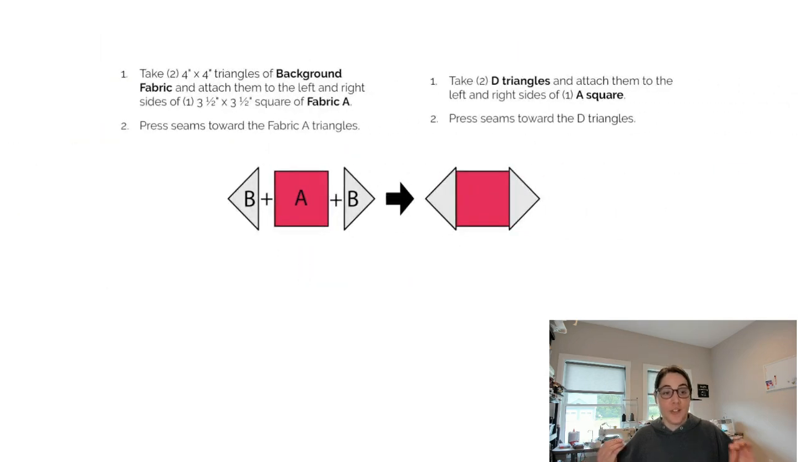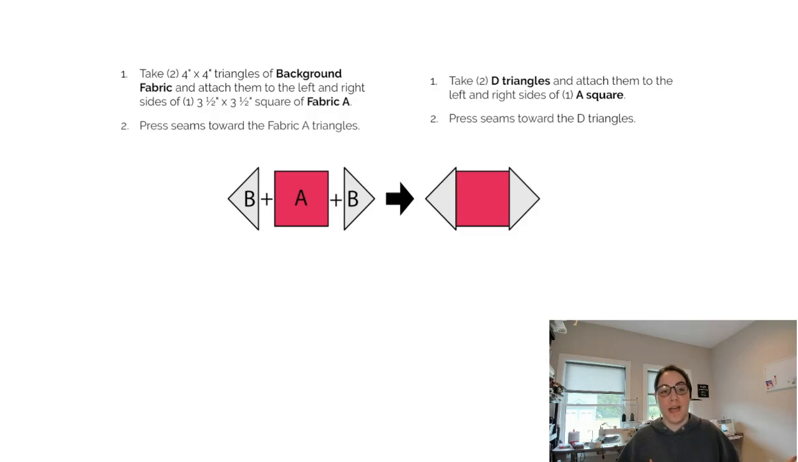Okay? So if you're doing it the traditional way where you're referring to dimensions, here's how the first step of that block that I just showed you would read, right? You take 2 4-inch by 4-inch triangles, assuming you've already cut those squares into triangles in a previous step.